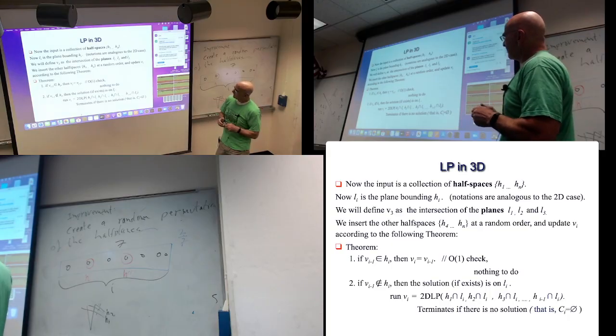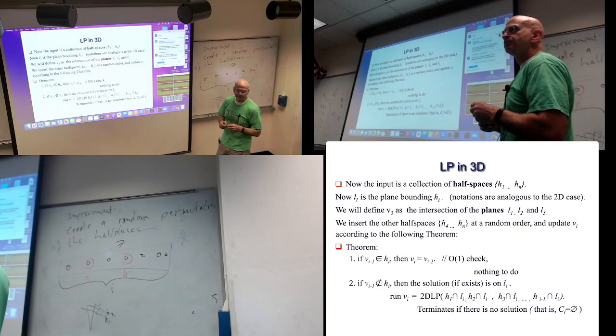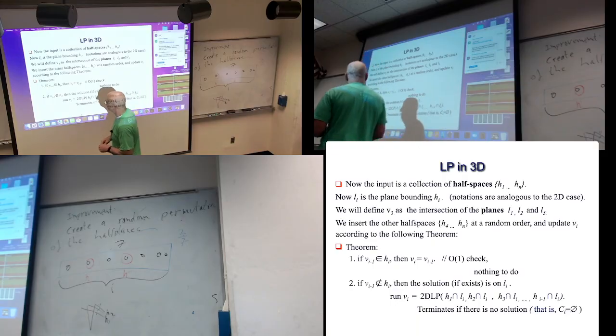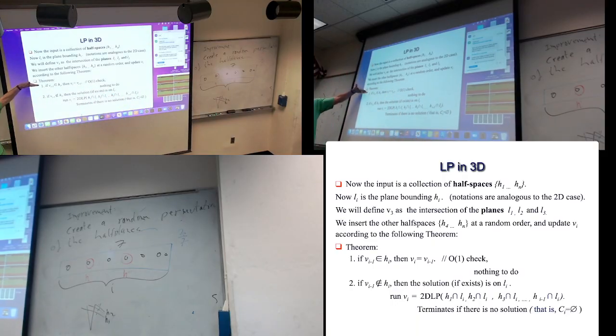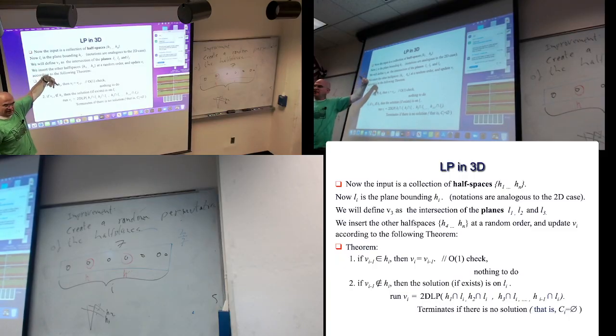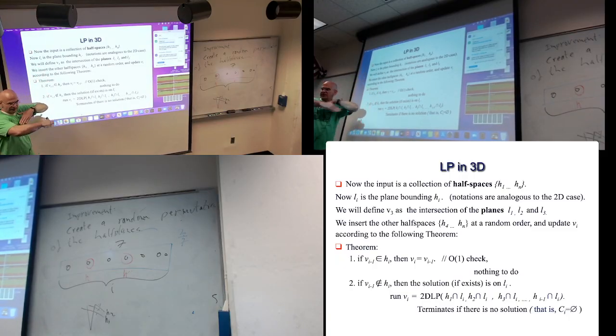So 3D linear programming, what's the algorithm? Now I have half spaces, not half planes. The boundary l_i that I had earlier was a line. Now it's a plane, and the half space is everything on one side of this plane. For example, all the z such that z is positive. It's an example. So what are you doing?